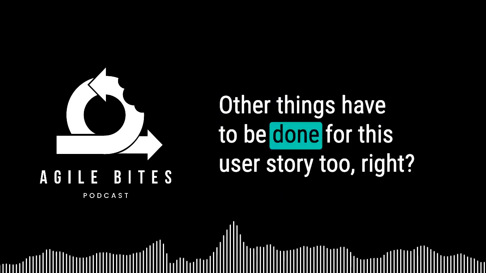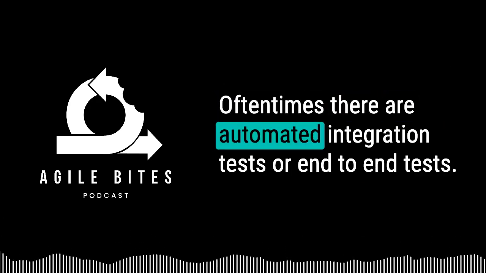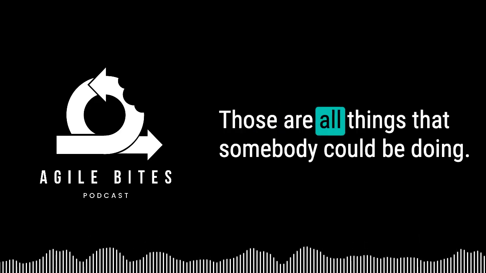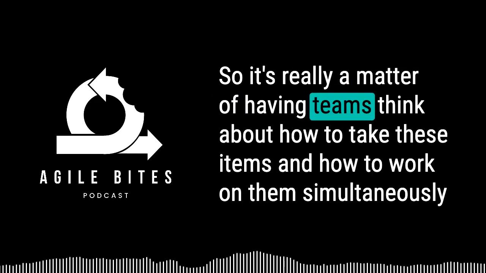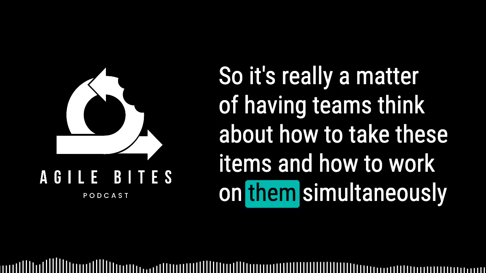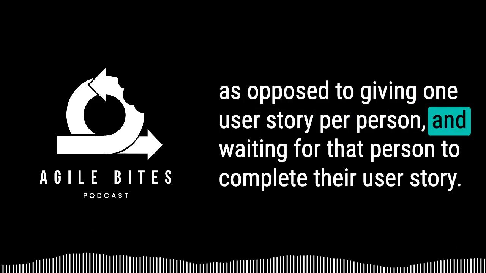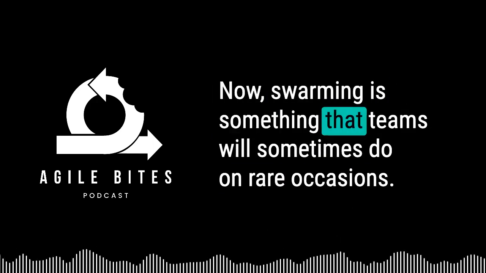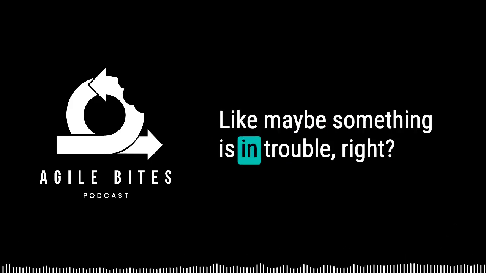Other things have to be done for this user story too, right? There have to be tests. Oftentimes there are automated integration tests or end-to-end tests. There's unit tests. Those are all things that somebody could be doing. So it's really a matter of having teams think about how to take these items and how to work on them simultaneously, as opposed to giving one user story per person and waiting for that person to complete their user story.